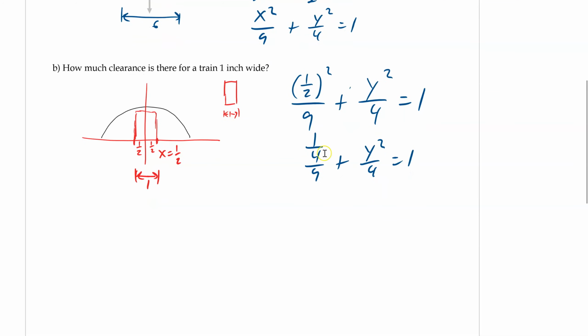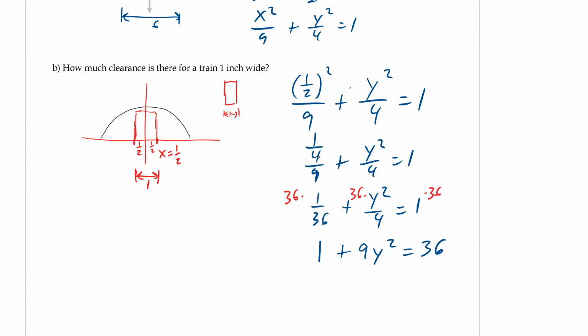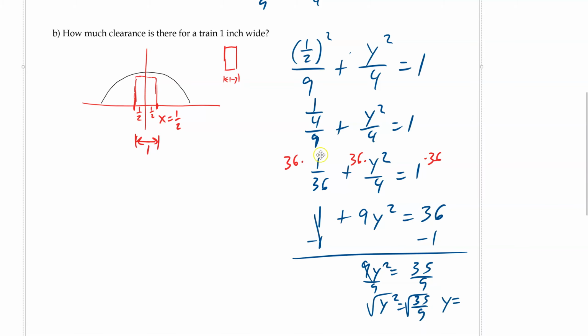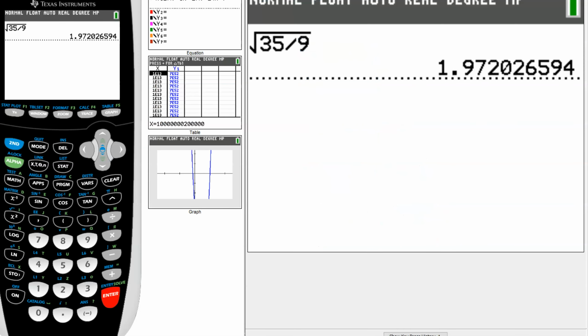So what we do with this is that 4 times 9 just gets multiplied. It's 1 over 36. So it's just a fraction divided by a fraction. And then we multiply everything by 36 to get rid of our fractions. So that's 1 plus 9y squared equals 36. Subtract 1. Divide by 9. Square root. And whatever we get for that is our answer. So it is 1.97 is our clearance at that point.